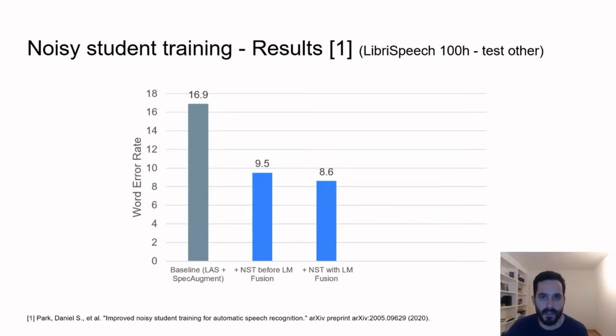Using no external language model, noisy student training still improved the model to a word error rate of 9.5. But as you can see, in both cases noisy student training reduced the word error rate significantly by only using unsupervised training data.